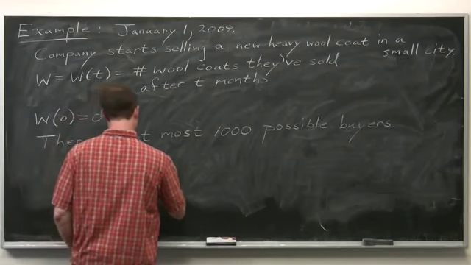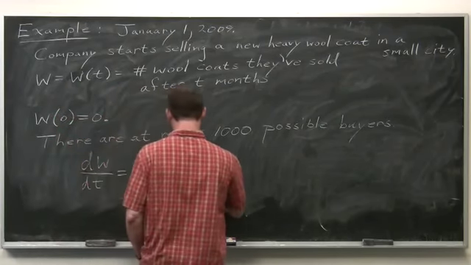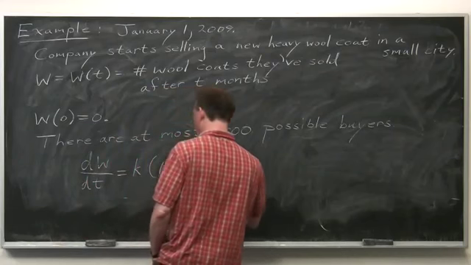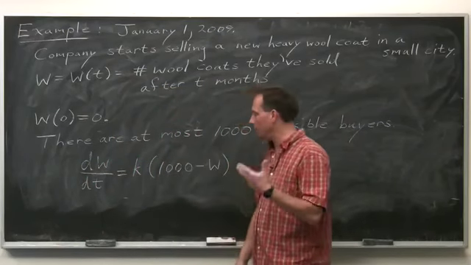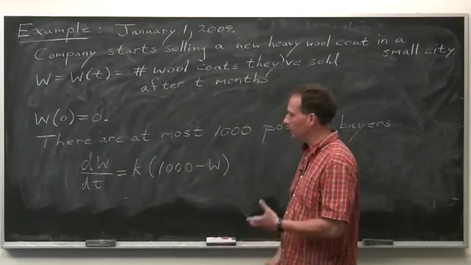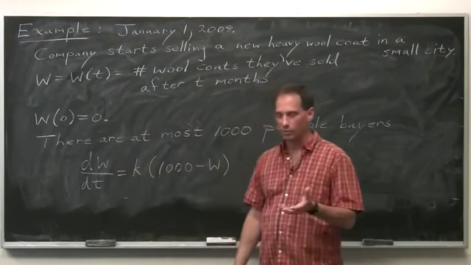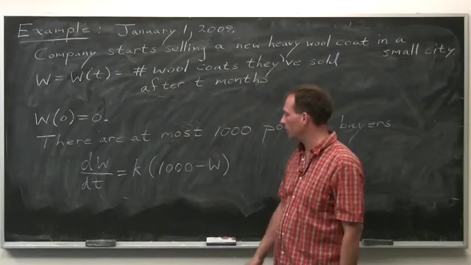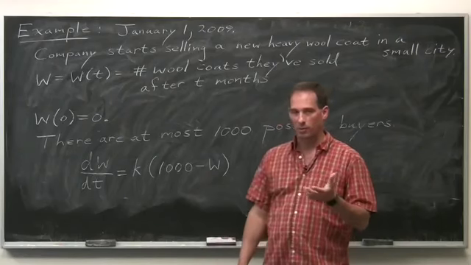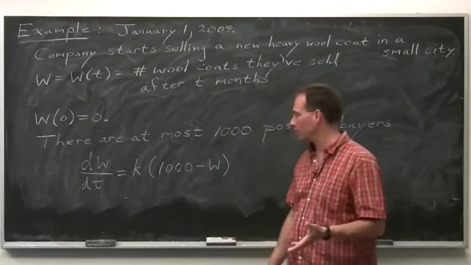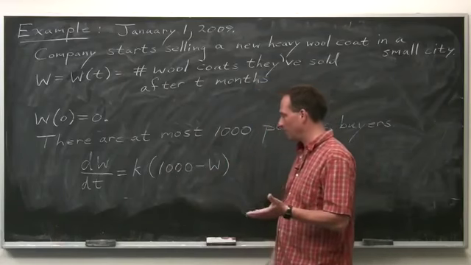dW/dt equals some constant times 1,000 minus W. I was saying at a fixed point in time, the rate of change of the number of coats they've sold, so the rate at which their coat sales are changing, is proportional to the number of people who have not yet bought a coat. So that's 1,000 minus the number who have bought a coat.